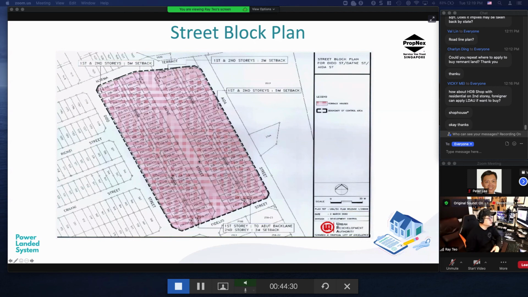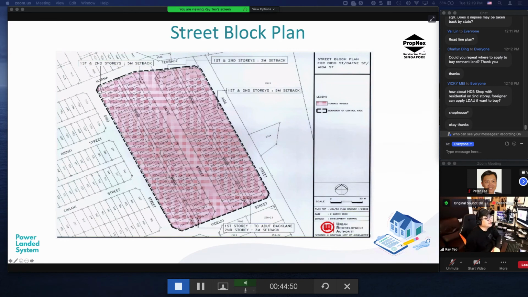Okay, special permission. What's so special about this? First, the front setback requirement is only 5 meters instead of the normal 7.5. Any deviation from the standard development parameters will have what they call a street block plan.